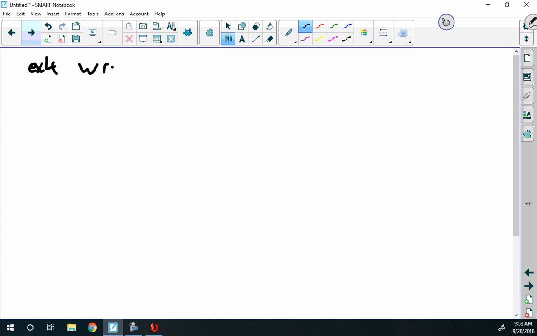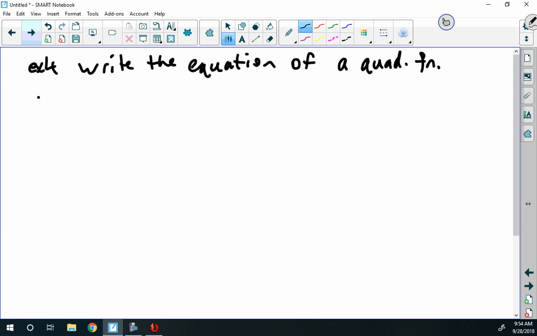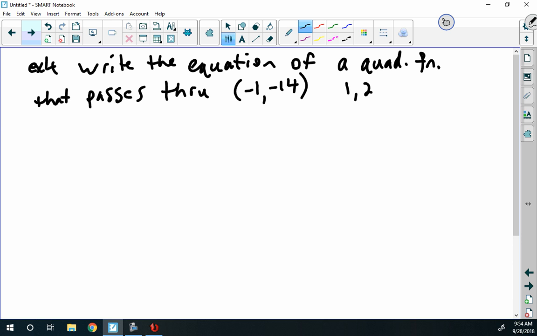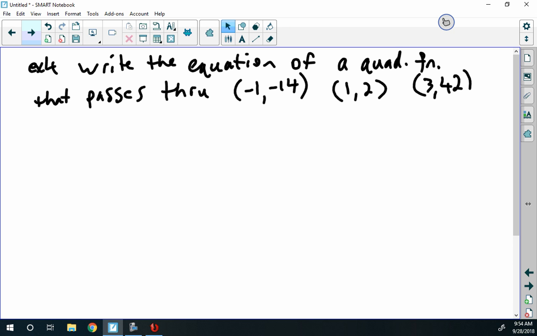Example 4, write the equation of a quadratic function that passes through -1, -14, 1, 2, and 3, 42. And 3, 42. 3 is my favorite number. Some people argue that 42 is the meaning of life. It's not. Some people just say that.